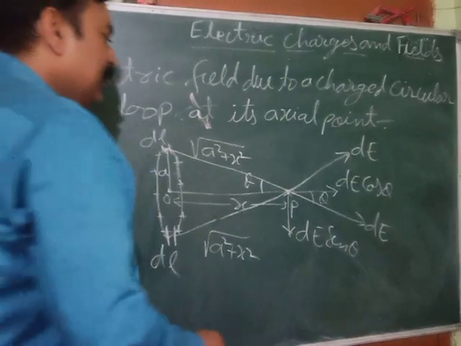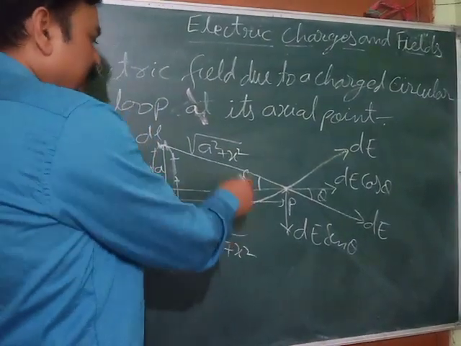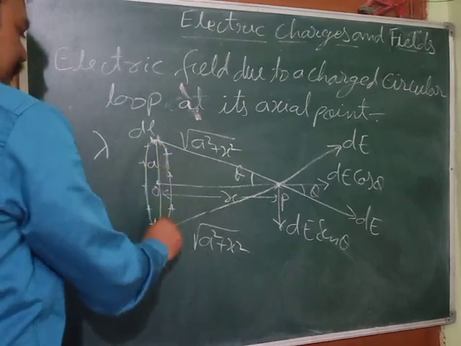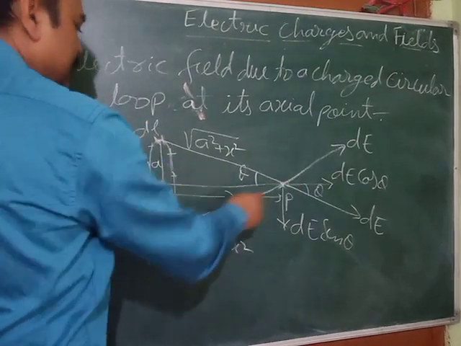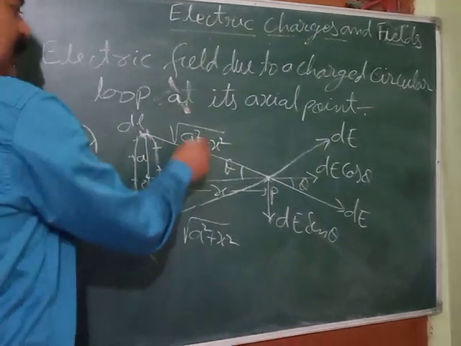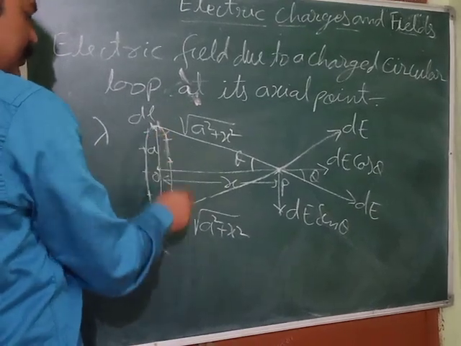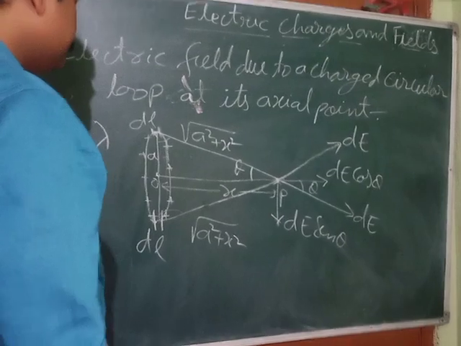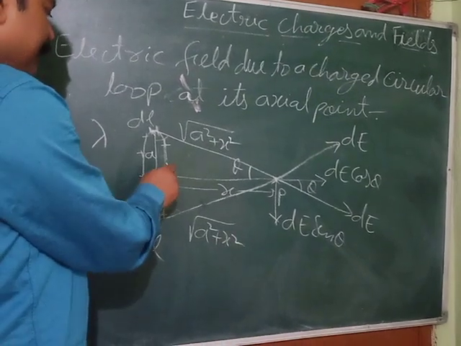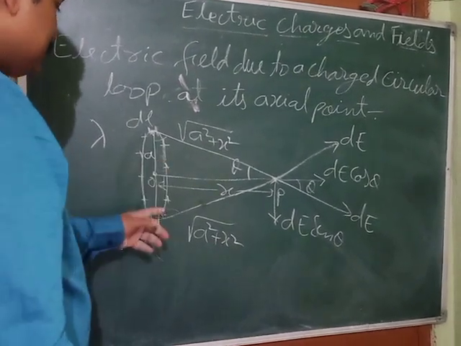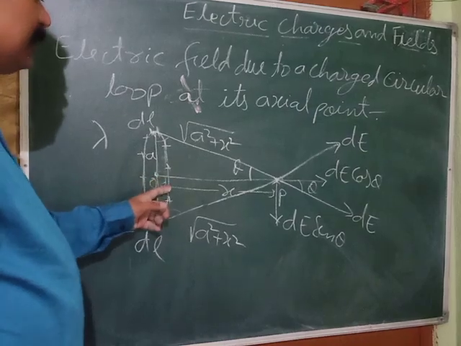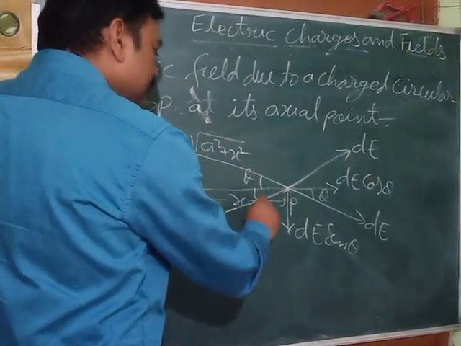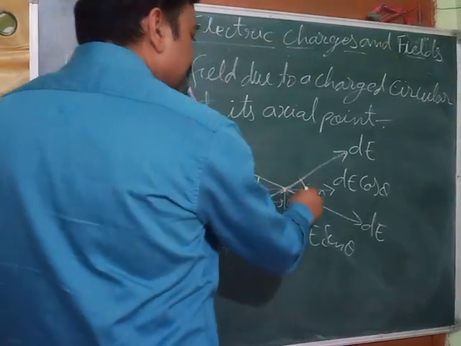Again see, if you consider this triangle, what will happen? These two sides are equal, so the angles opposite to them will also be equal. Now, this is 90 degrees. These angles are equal, so obviously these angles are also supposed to be equal. Suppose this is theta, this will also be theta.